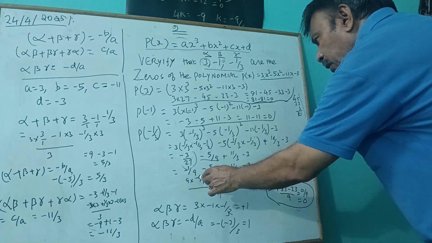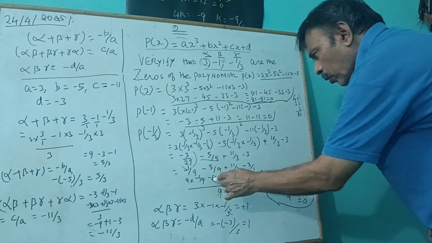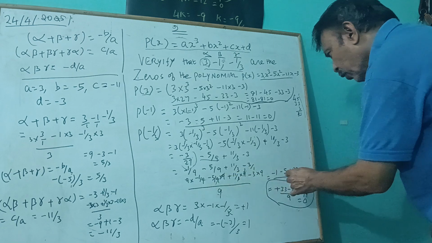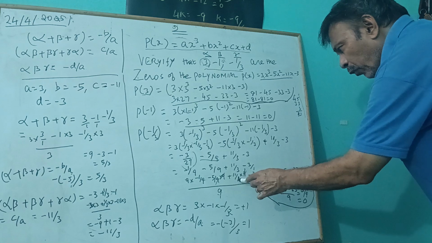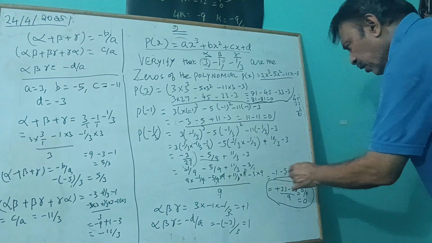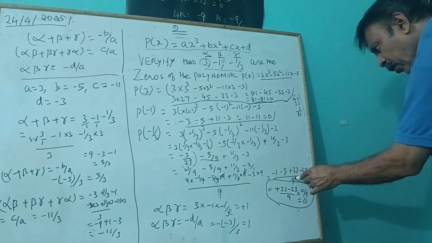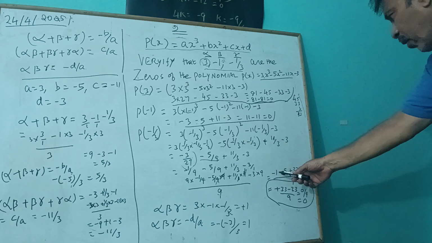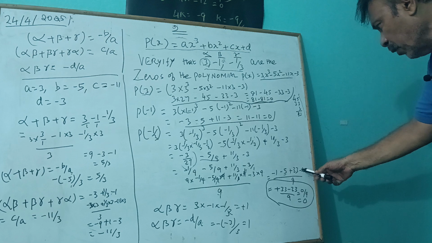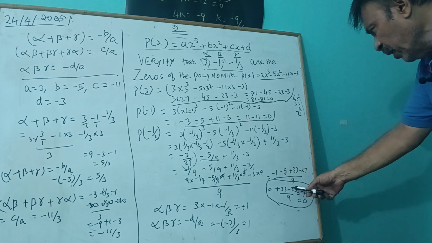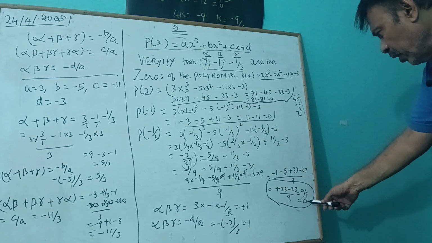So 9 into minus 1 by 9 becomes minus 1, because the 9 and 9 go out. Again 9 and 9 go out: minus 5. Here 9 is there, 3 is there, so if you cancel out, this becomes 3. 11 into 3 is 33. Minus 3 into 9 is minus 27, divided by 9. If you add minus 27, minus 5, minus 1, that becomes minus 33. Plus 33 minus 33 is 0. 0 divided by 9 is 0.